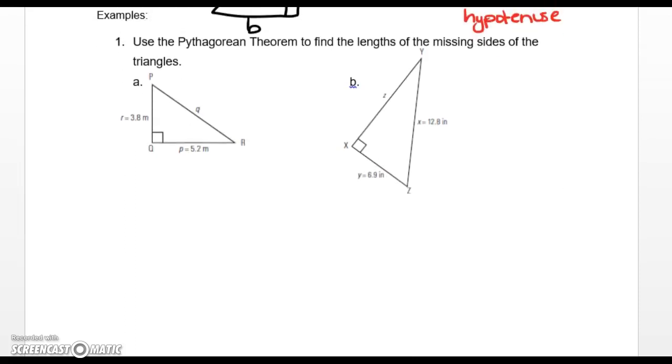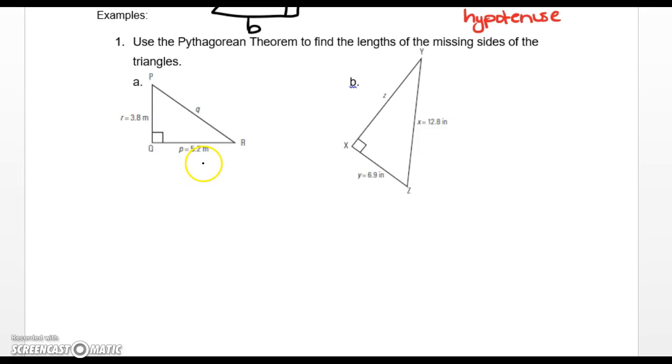So here we're going to use the Pythagorean Theorem to find the lengths of the missing sides of the triangles. So in question A here, we have a right triangle indicated by the square box here, and it has sides Q, R is 3.8 meters, and P is 5.2 meters.